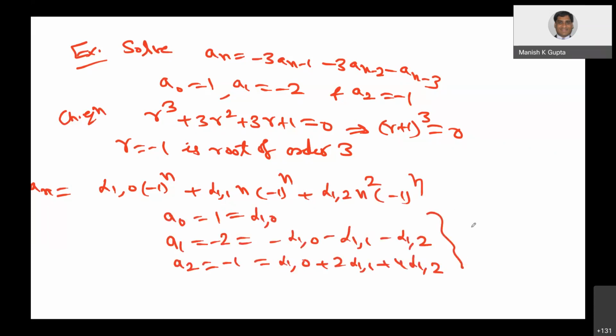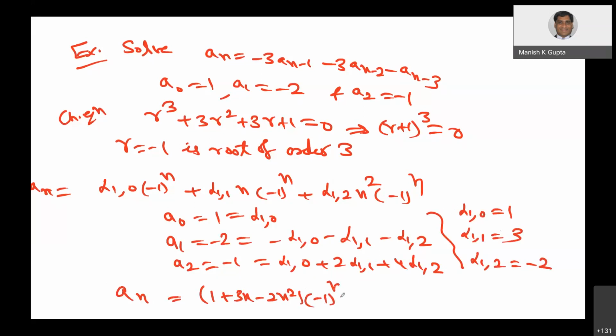So this will give us alpha 1,0 is equal to 1, alpha 1,1 is equal to 3, and alpha 1,2 is equal to minus 2. So the solution is ultimately a_n is equal to (1 plus 3n minus 2n square) times (minus 1) raised to power n. So this is a general example. Here in this case, the degree 3 root is repeated 3 times, so using the previous theorem, we arrive at this result.